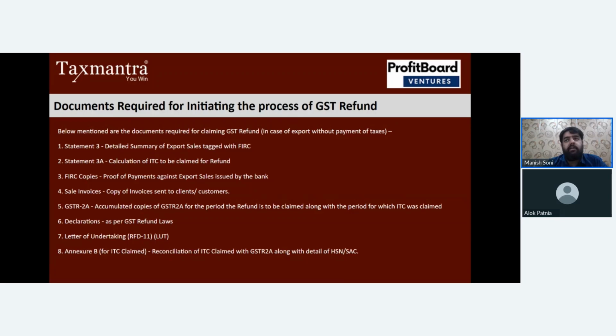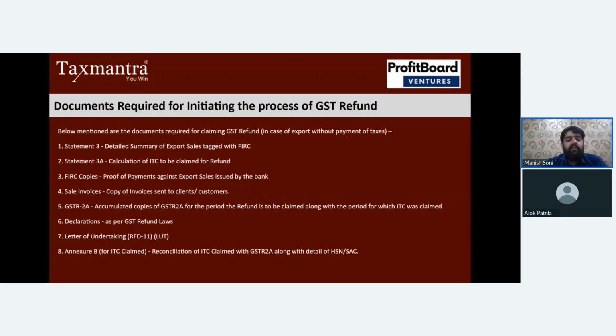There is a declaration about that, and there is a declaration that you have not made any defaults, and in case you have made any defaults, you are liable to pay the taxes along with the interest and penalty. In such a way, there are 6 or 7 declarations which you need to submit.